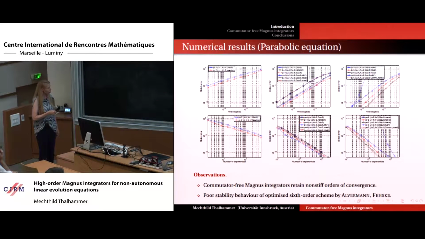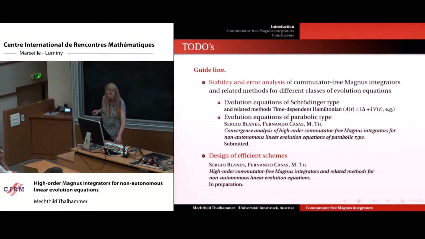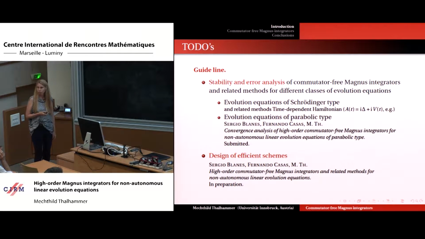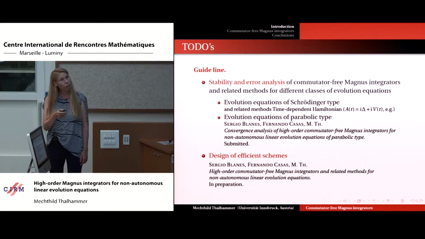And what is also obvious here is that we have a poor stability behavior of certain schemes involving negative coefficients. Yeah, and this was somehow the motivation, our starting point. Okay, so what was our guideline? First, we wanted to understand what the stability issues really are, and how you can overcome them. So we started with the stability and error analysis of these kind of methods.